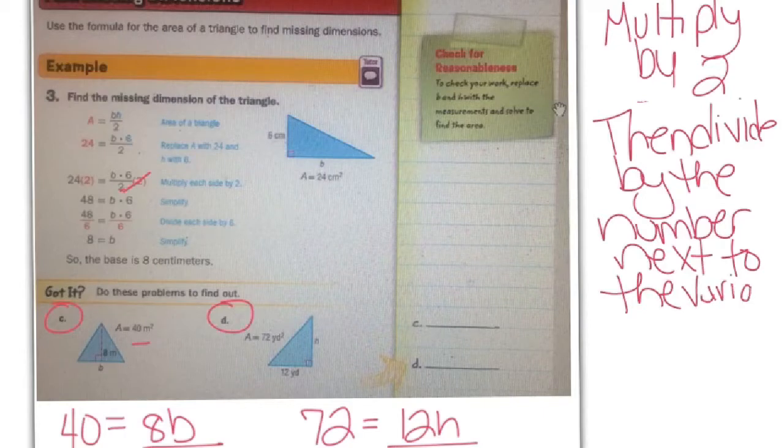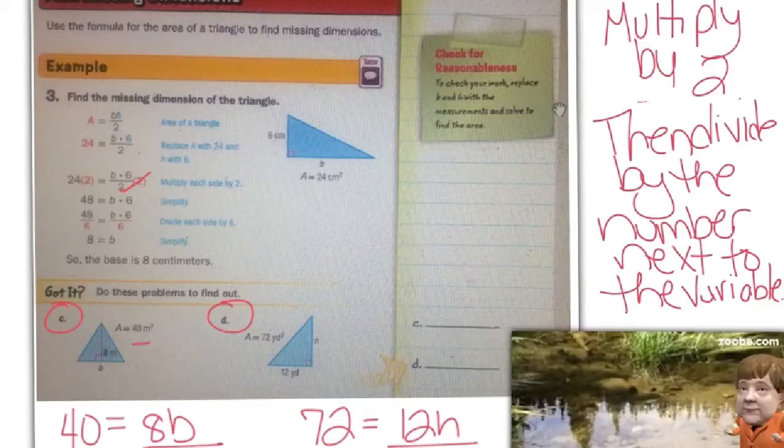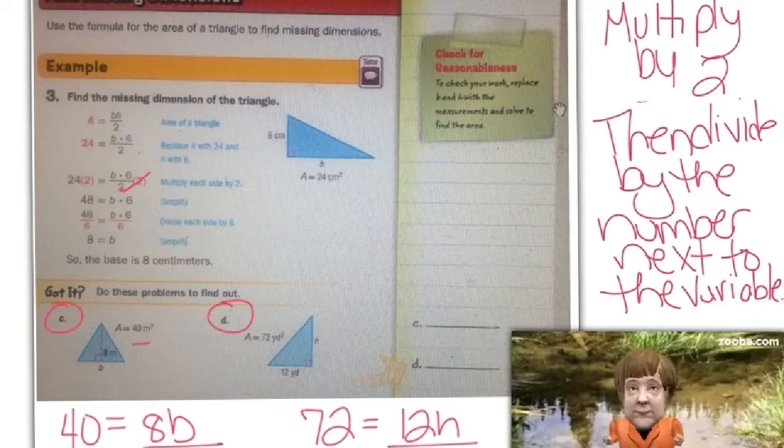When you are finished solving, let's check your answers. Pause now to solve the problems. Wow, you are amazing at finding the missing measures of triangles and finding the area of triangles. Hopefully, you will get the right answers for C and D.